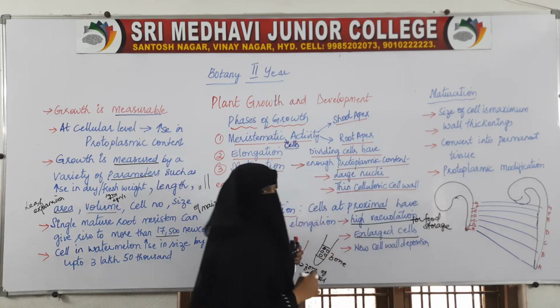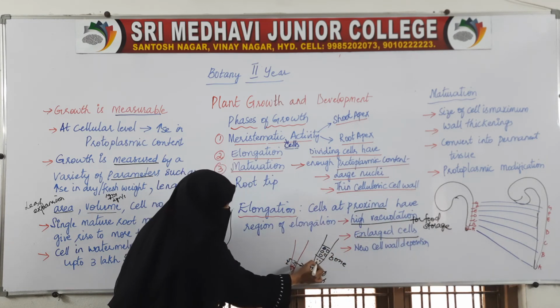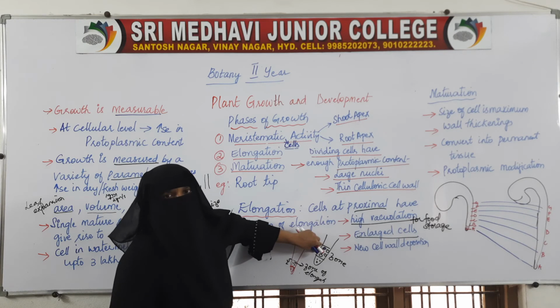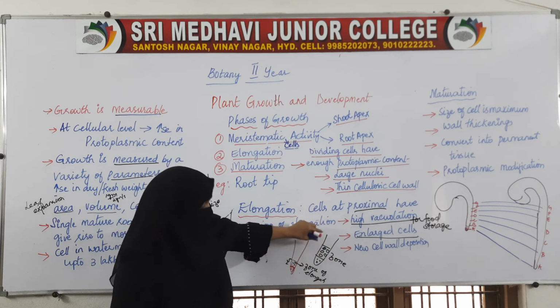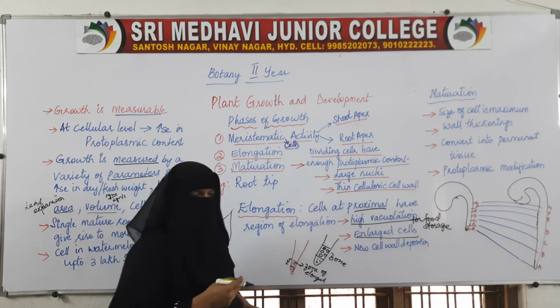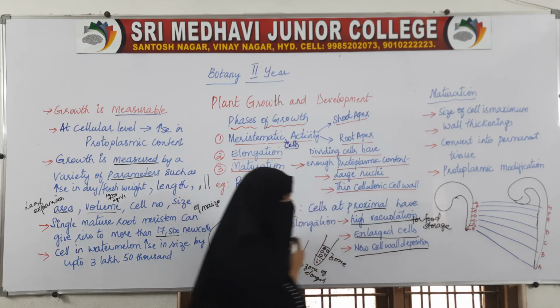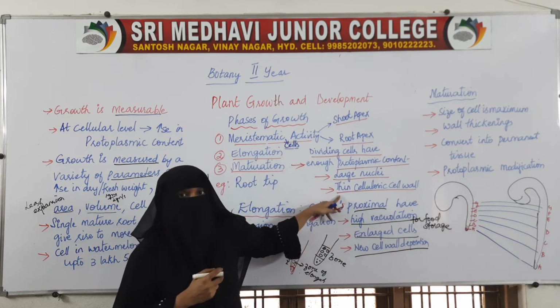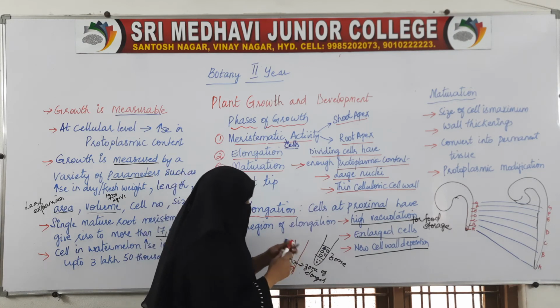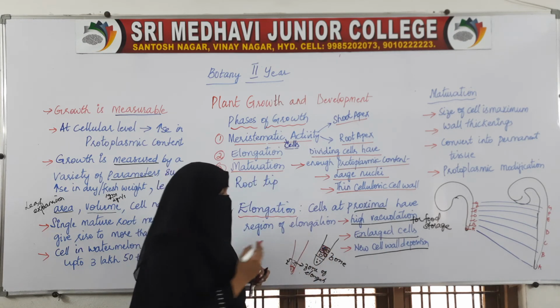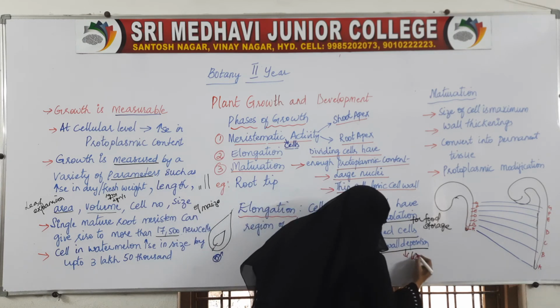Then enlarged cells. Earlier the size was small. Now when it moves to the zone of elongation, the size of the cell will increase, and with this increase in size, protoplasm will be there, vacuoles will be there, and new cell wall deposition. Here the cell wall was very thin and cellulosic. Now around the cells, a layer of deposition will be seen, deposition of lignin, suberin, pectin, and many other substances.